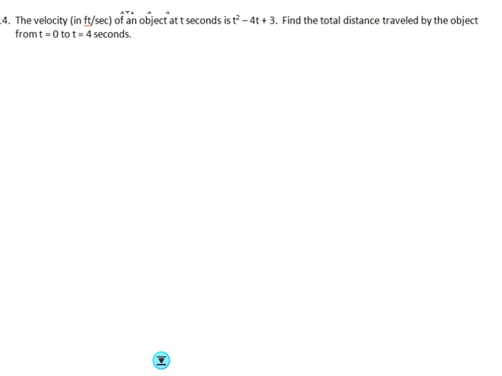Number 14. You have a velocity of an object at t seconds that is t squared minus 4t plus 3. You're looking for the total distance traveled. So this is an integral problem. If we write it out as an integral, it's the integral from 0 to 4 of the function t squared minus 4t plus 3. And this is with respect to t this time, not x, because t is our variable. So if we can integrate this and use our upper value of 4, we'll be in good shape.